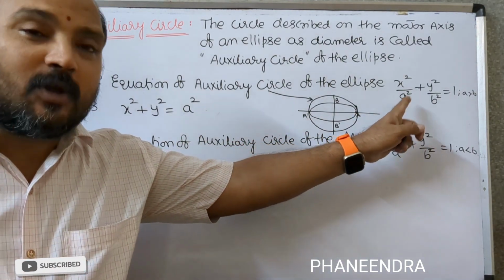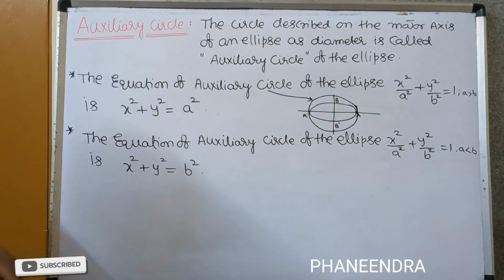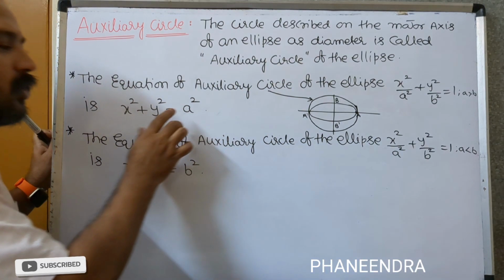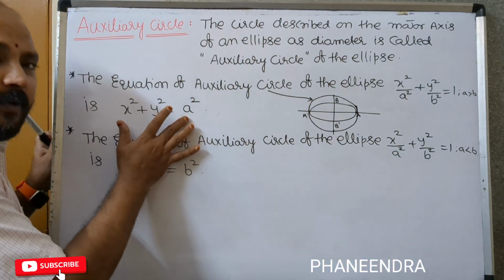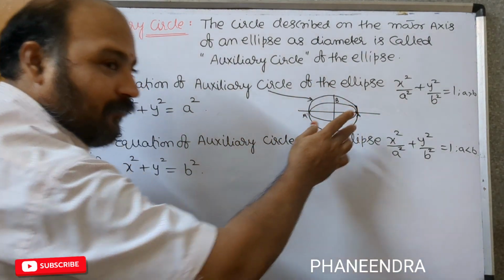The ellipse is x square by a square plus y square by b square equal to 1. Whenever a is greater than b, the distance from here to here is a units. So the radius of the circle will become a: x square plus y square equal to a square.